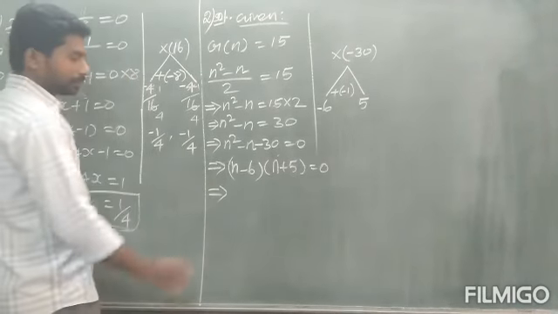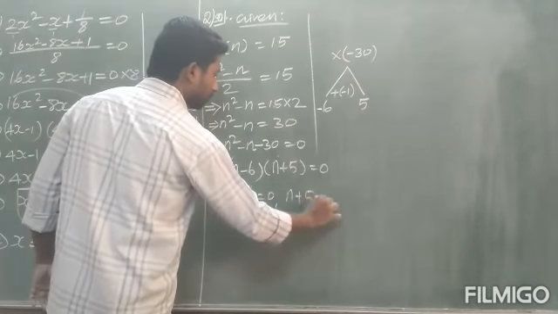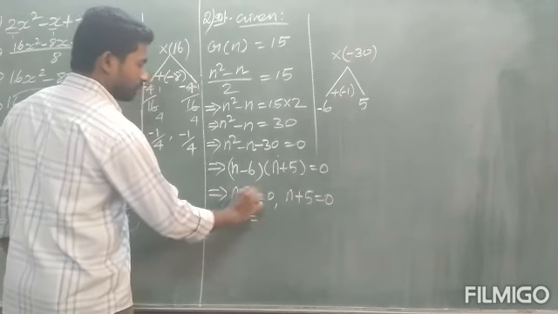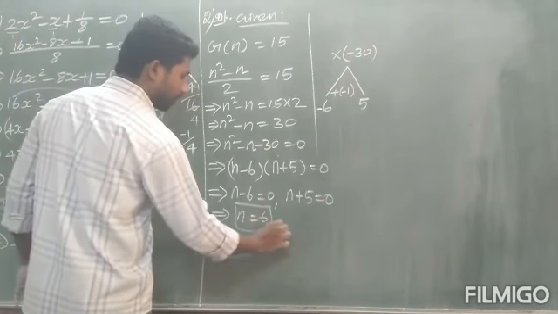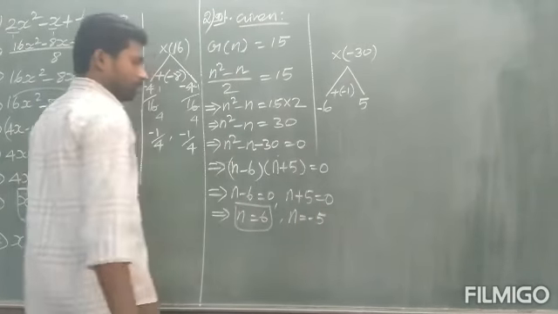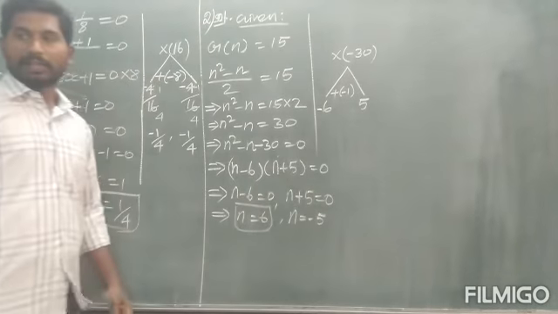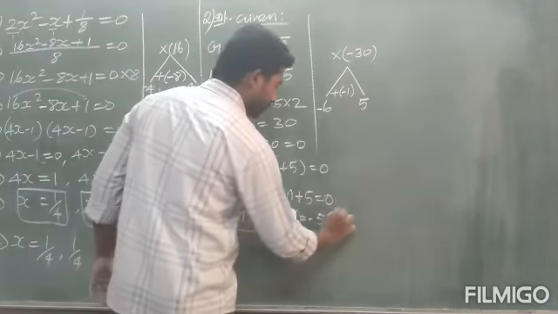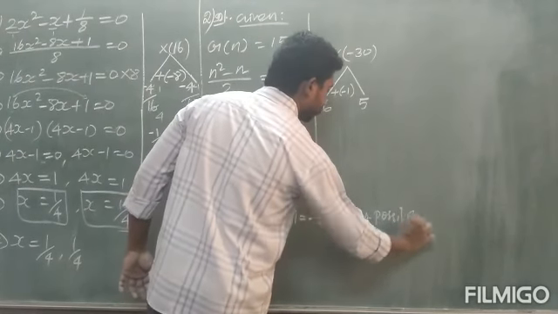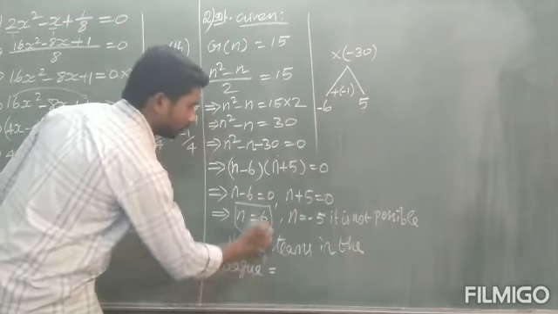This implies that n minus 6 is equal to 0 and n plus 5 is equal to 0. This implies that n is equal to plus 6. n is equal to 6 is one answer, and n is equal to minus 5, but it is not possible. The number of teams cannot be negative, so it is not possible. Therefore, n is equal to 6.